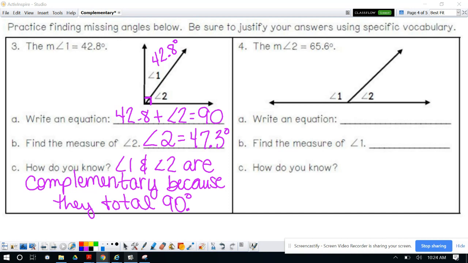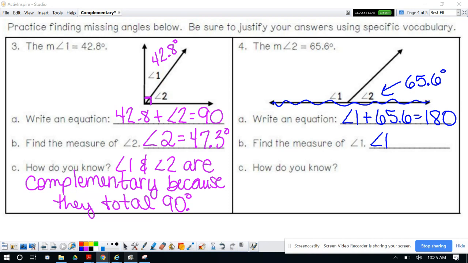On number 4, the measure of angle 2 is 65 6/10 degrees. We have to find the measure of angle 1. Because these lie on a straight line, or that's a straight angle, they total 180 degrees. Therefore, they're supplementary. So angle 1 plus the measure of angle 2 equals 180 degrees. So I can subtract the 65.6 from both sides, and you can subtract off to the side if you need to.